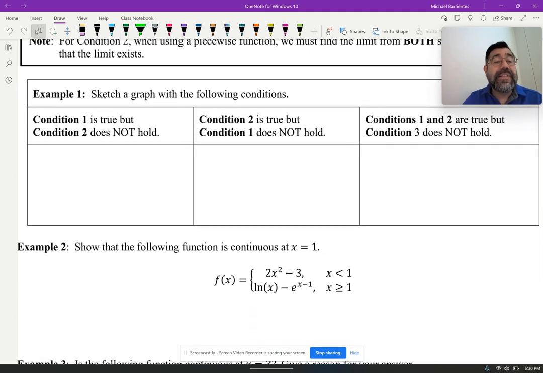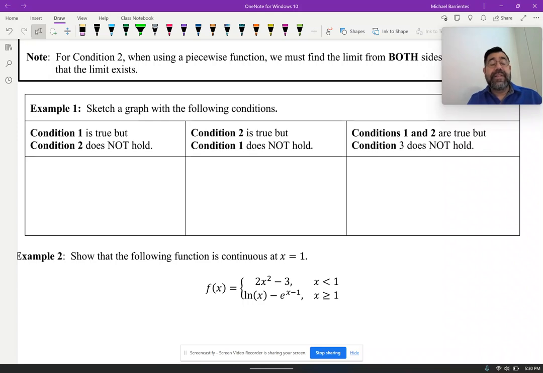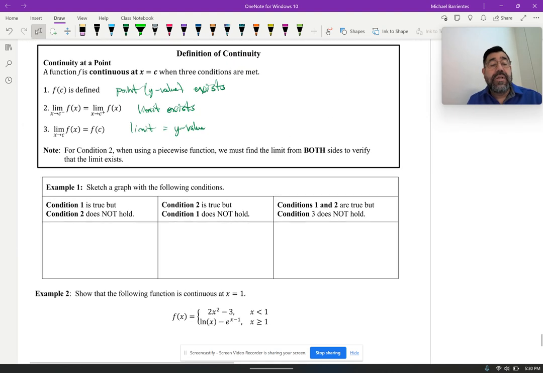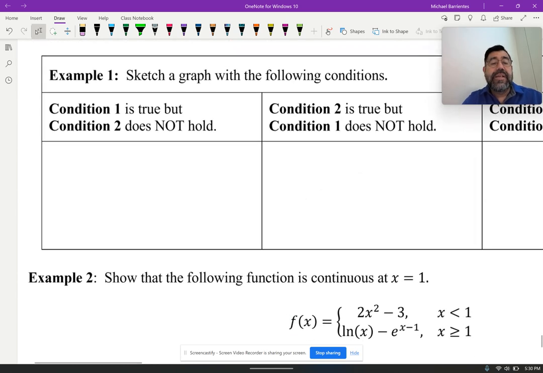So when we look at these different scenarios, can we think of a graph where condition one is true but condition two does not hold? Can we think of a situation where the function value does exist, but the limit does not exist? Is that possible? If you'll pause the video for a little bit, you can think about what that situation might look like.